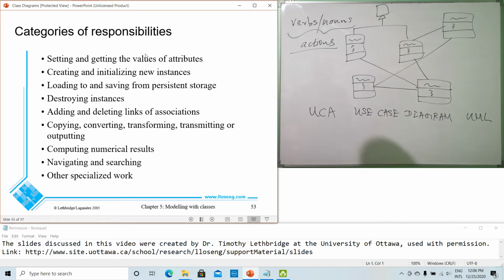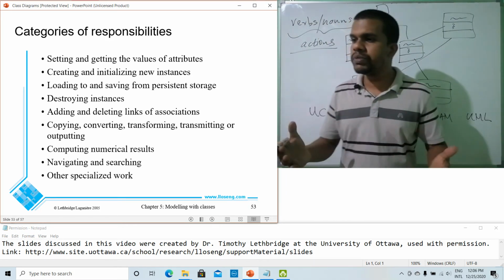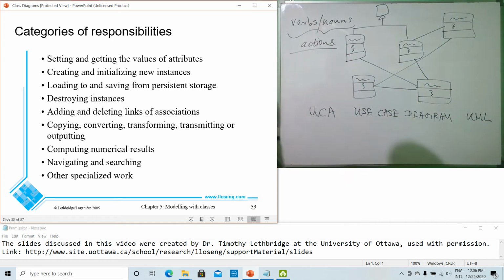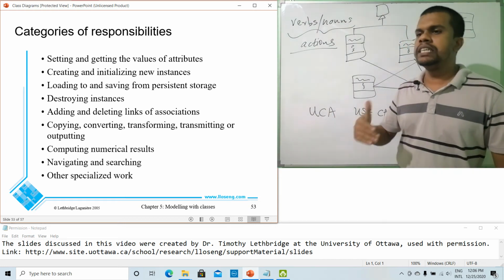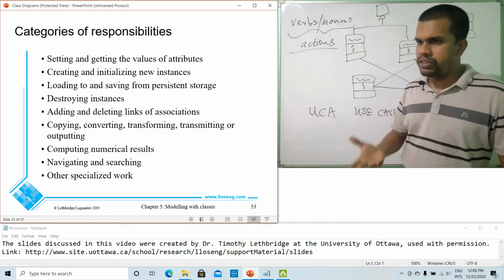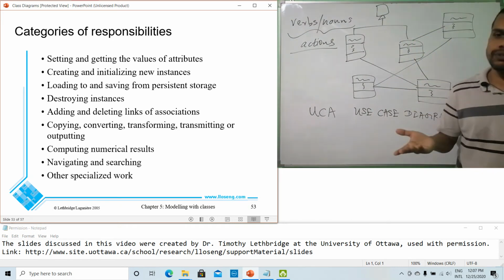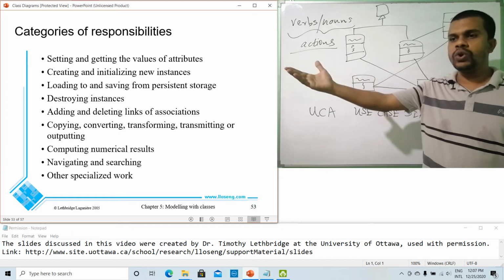Setting and getting the values of attributes. Those are the responsibilities. So in order to achieve those responsibilities, we create setter methods and getter methods in Java. Creating and initializing new instances: for these responsibilities, you can use a constructor, the default constructor or a user-defined constructor. Loading to and saving from persistent storage is another thing. Then destroying existing instances, adding and deleting links of associations, copying, converting, transforming, transmitting or outputting, computing numerical results. For an example, calculating GPA is a particular responsibility. That responsibility should be attributed to the student class.